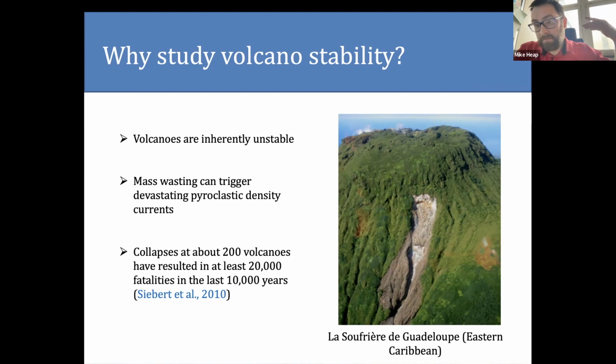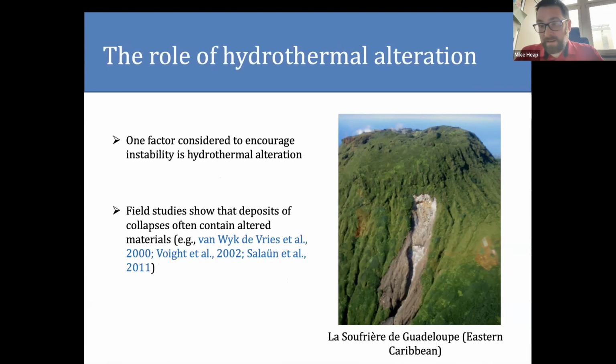Collapses obviously have resulted in fatalities, and also a massive loss of infrastructure, huge problems with decimation of buildings and other infrastructure. So one factor considered to influence the stability of these structures, these domes, these flanks, is hydrothermal alteration. One of the reasons we think that is because when we find the debris avalanche deposit, when you dig around in there, you see that there's a lot of altered materials in there.